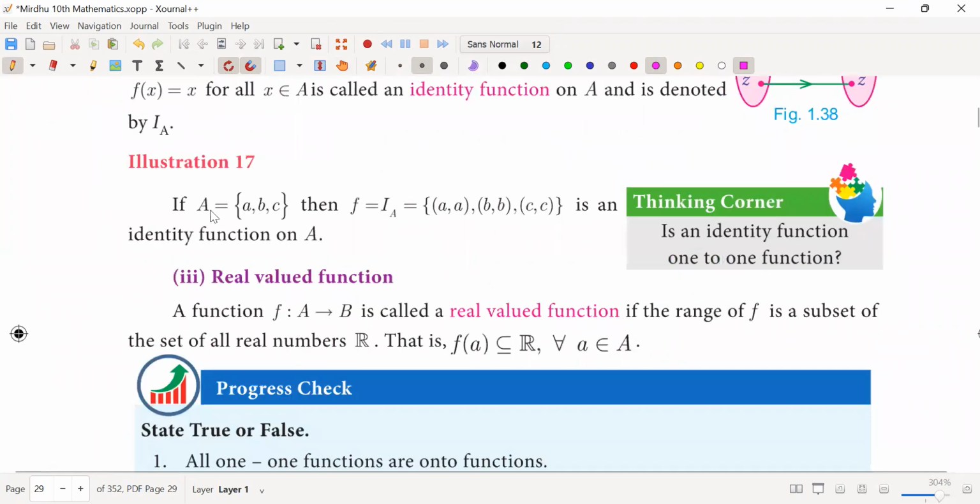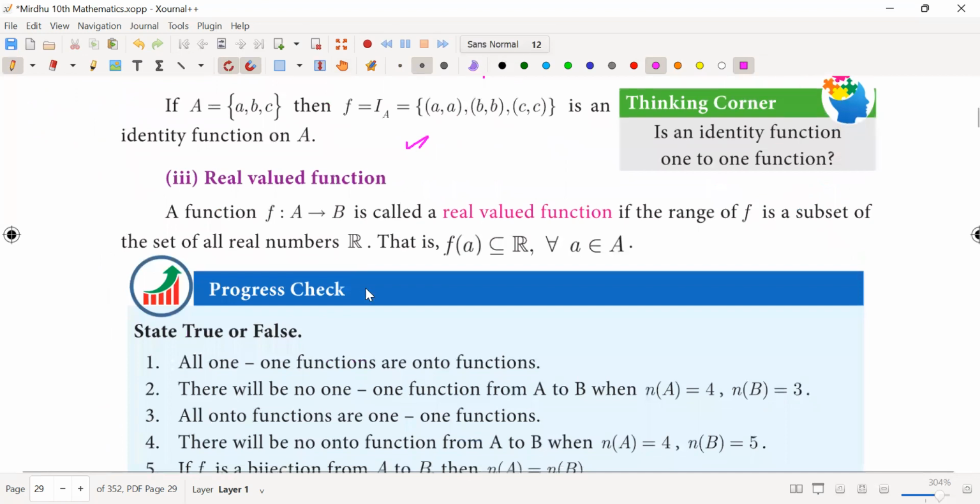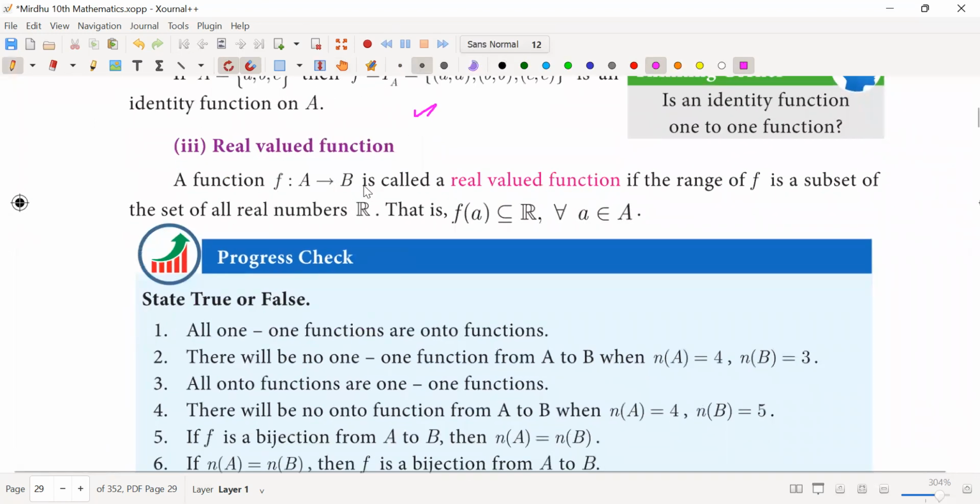Here, A equal to {a, b, c}, and f is {(a, a), (b, b), (c, c)}. If I'm working with this line, it will be providing that 1 comma 1, 2 comma 2, 3 comma 3, minus 1 comma minus 1, minus 2 comma minus 2, minus 3 comma minus 3. This line will be giving an identity function.